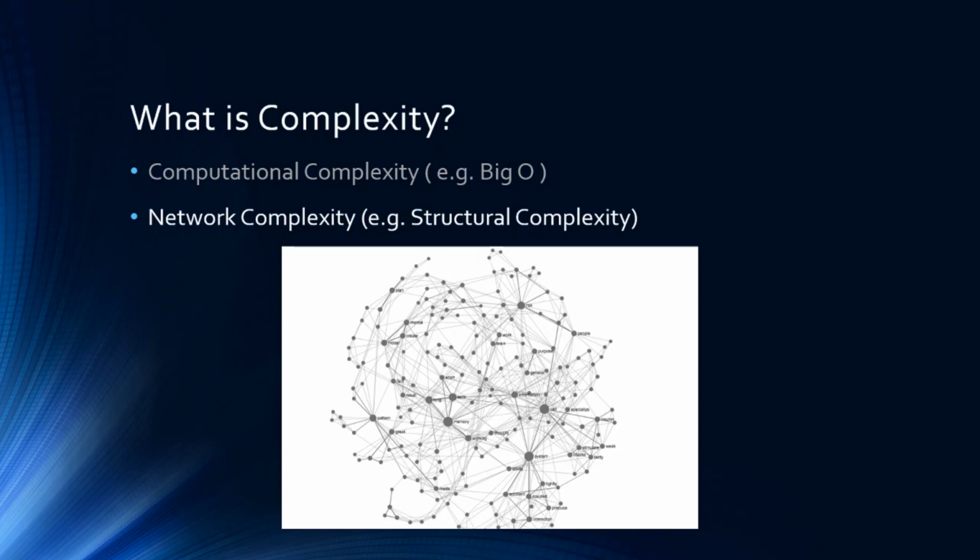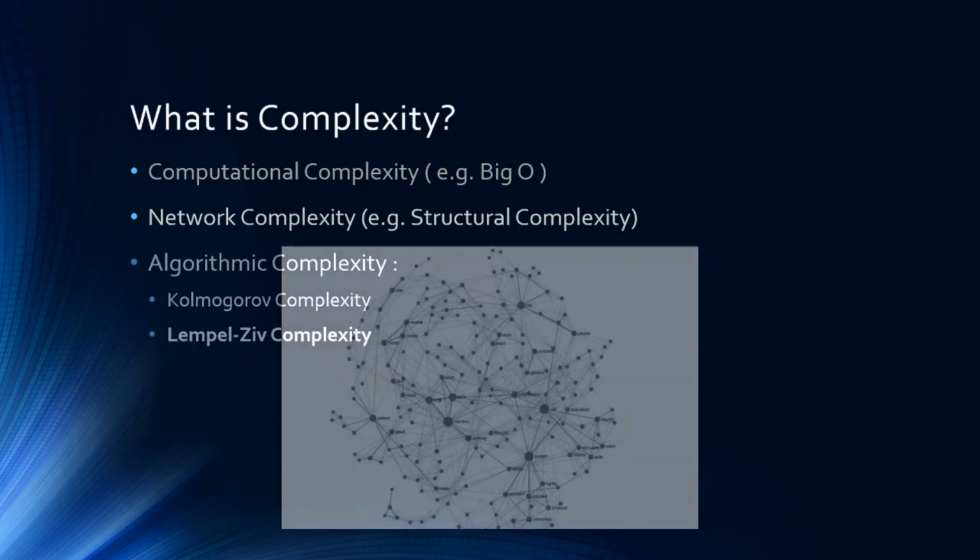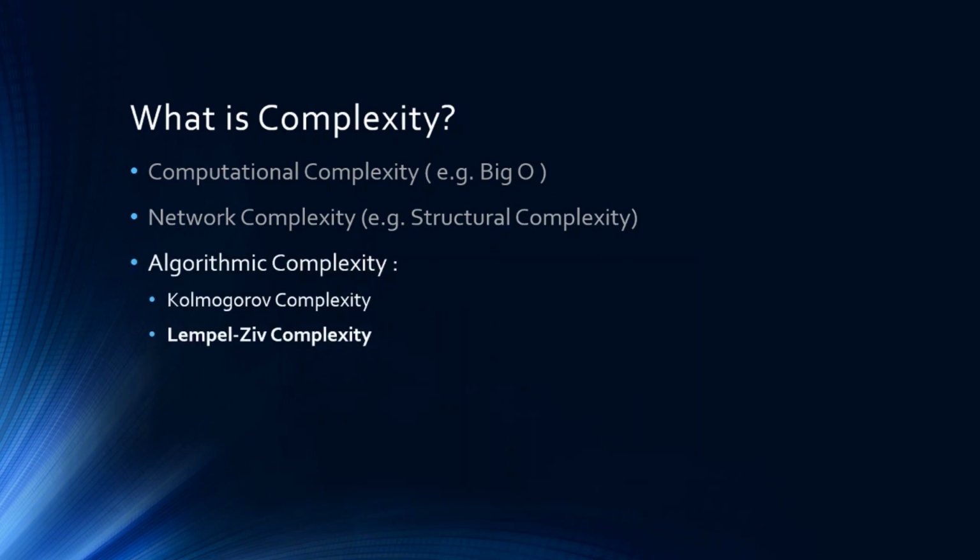This is not the topic of today. We're going to look at algorithmic complexity. One measure of complexity we already saw was the Kolmogorov complexity. The link for the video is in the description. Right now we're going to look at Lempel Ziv complexity, which is related to Kolmogorov complexity.